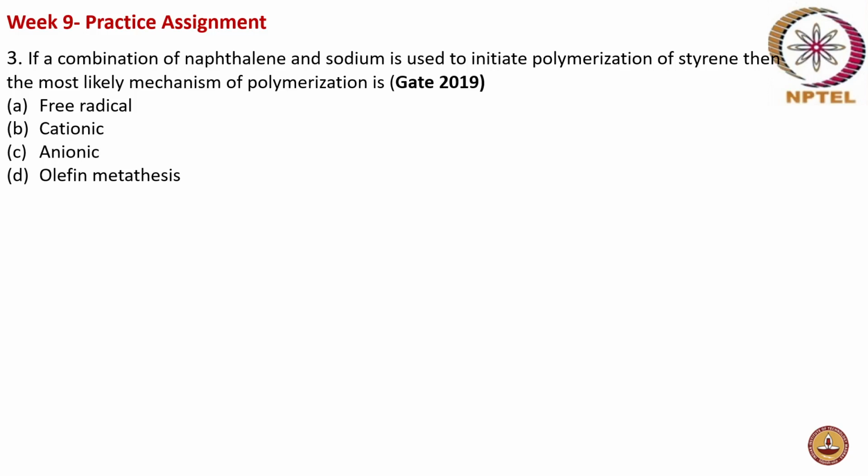Anionic polymerization. You're saying anionic polymerization. How do you say anionic polymerization? And what made you say anionic polymerization? Naphthalene and sodium can, electron withdrawing.